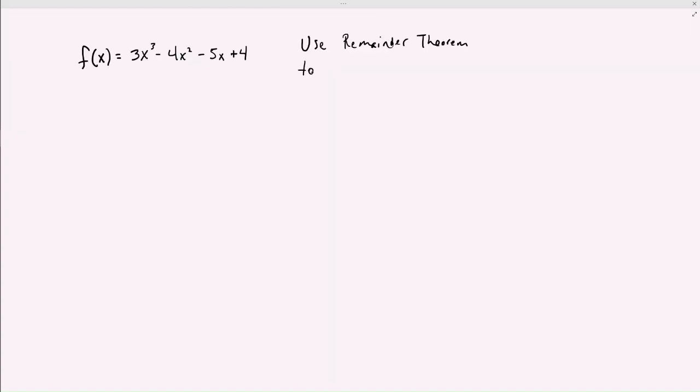Find f of, this time we'll do f of negative 2. So we're dividing by x minus negative 2. So that's x plus 2. So c is actually going to be negative 2 now, right? So we put our negative 2 out here.